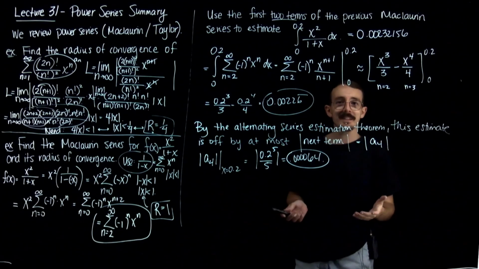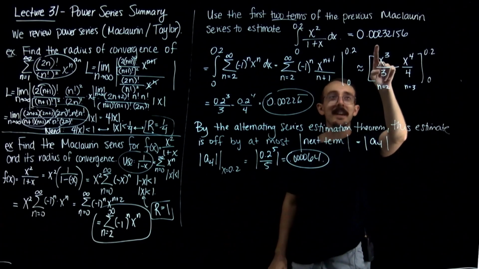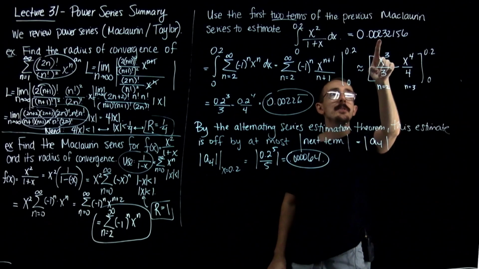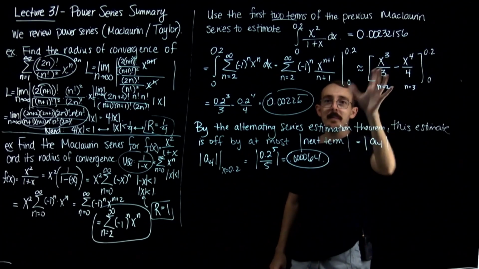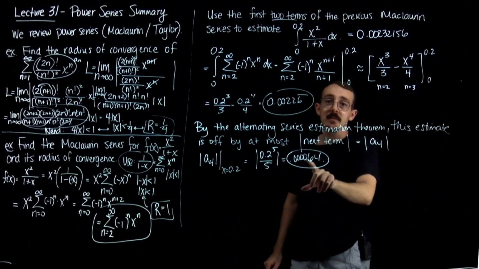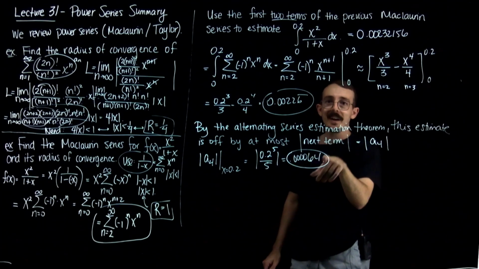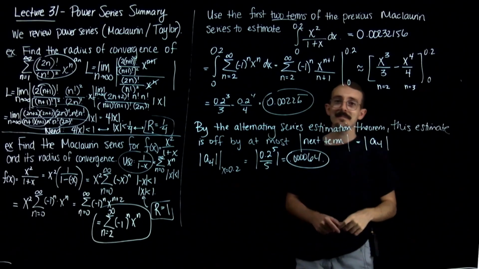OK, so I went and I investigated. The true value based on a calculator is 0.00232156, which is off by about 0.00005-ish. So we're off by just a little smaller amount than this.